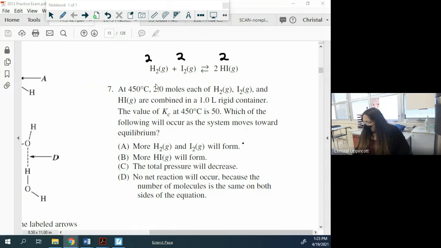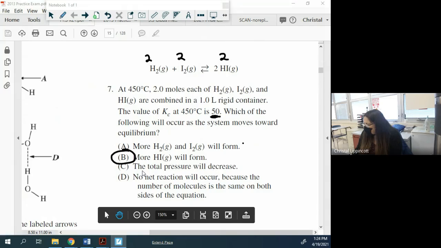So what does this K value indicate to us? This is a really large K value. That indicates that our products are going to be favored at equilibrium. Okay. So chances are we're going to have a lot more of this stuff than we will have this stuff. This stuff is going to become this. So more HI will form would be our correct answer.